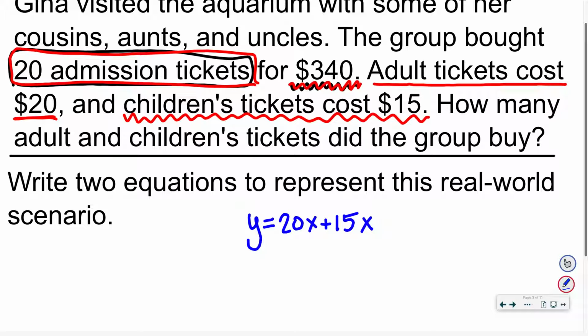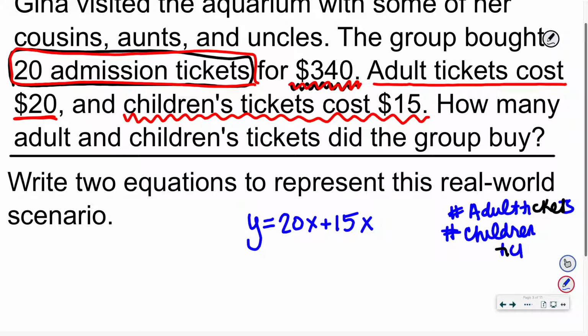Think about what we're trying to find. We have 2 unknowns in this problem, right? What are the 2 unknowns? Adult tickets. The number of adult tickets. Wait, excuse me. I know where you're going.